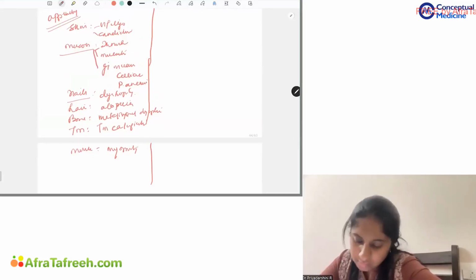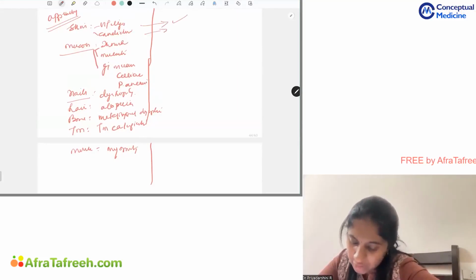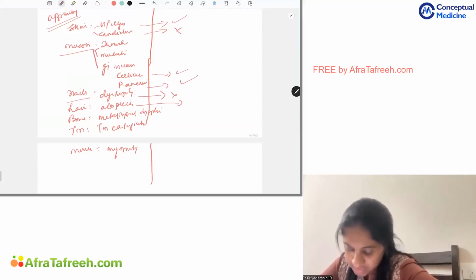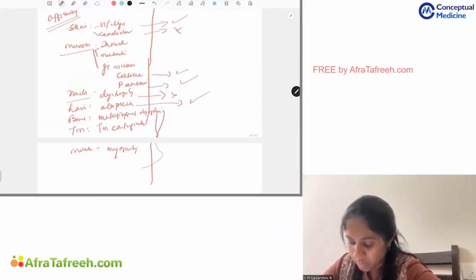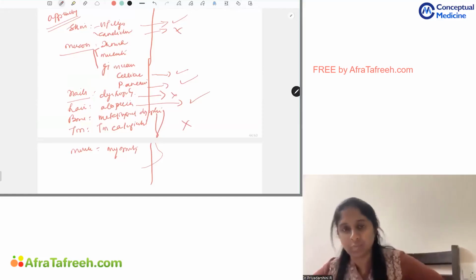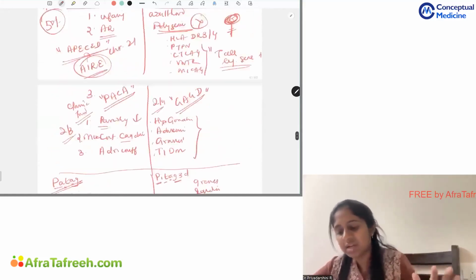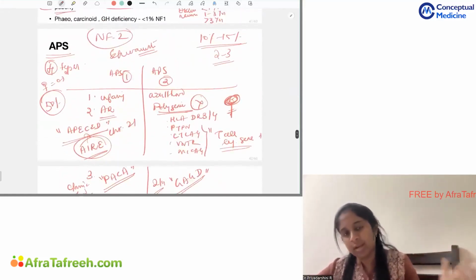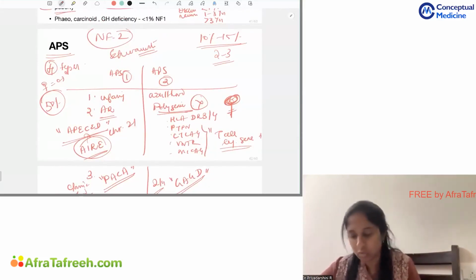So here again, there may be vitiligo, but there may not be candidiasis. Again, mucositis, celiac disease, pernicious anemia can still be there. There won't be any nail manifestations. Hair manifestations can be there. So all these things like myopathy or bone involvement won't be there in APS type 2. So this is the major difference between APS type 1 and APS type 2. So just know about it so that it will be easy for you to diagnose and go about it.